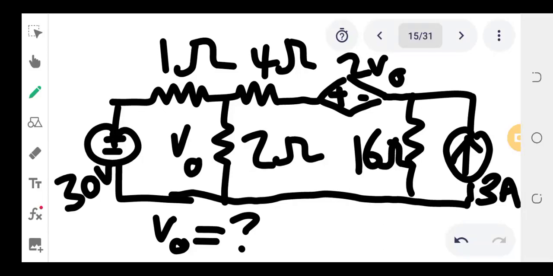Hey guys, so in this screencast, we'll discuss the nodal analysis. We have been given this problem to come up with a value of Io. To come up with a value of Io, we must apply the nodal analysis in this problem.